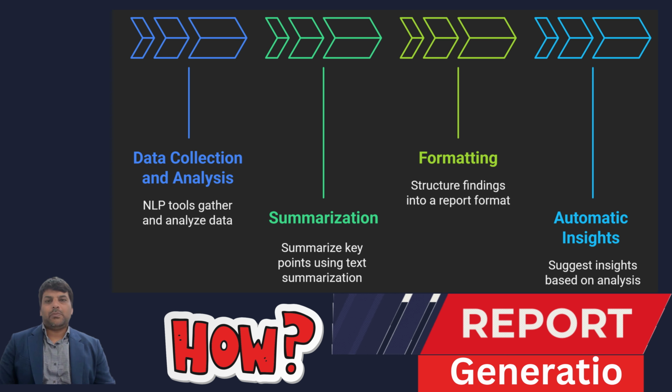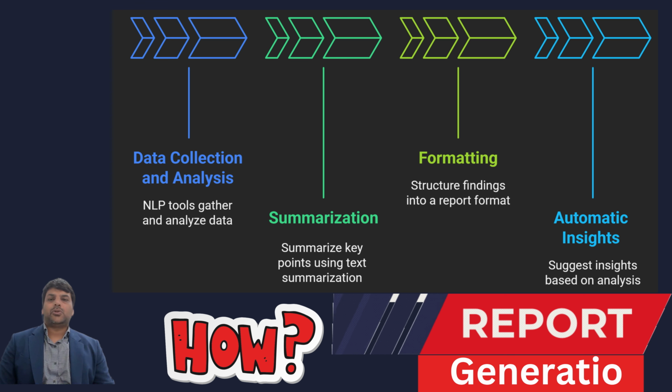There are four important points that report generation uses. Number one, data collection and analysis. Number two, summarization. Number three, formatting. Number four, automatic insights. So, what is data collection and analysis? Point one. First, tools gather and analyze data, for example, social media posts, customer reviews, emails.